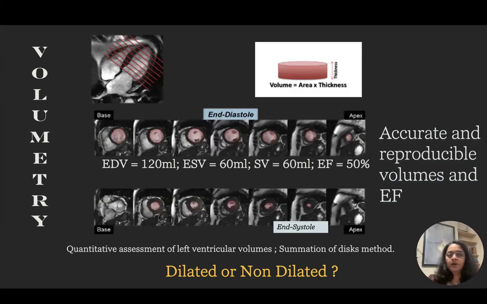A major strength of cardiac MRI is its ability to do accurate and reproducible volumes and ejection fractions. Due to its high spatial resolution and reproducible acquisitions, modern post-processing algorithms can accurately trace the endocardial border with minimal human input. The short-axis slices are used to calculate volumes in end diastole and end systole, and a summation of disks method is used to compute volumes and ejection fraction. Serial changes in volume and function can be reliably tracked with cardiac MRI.